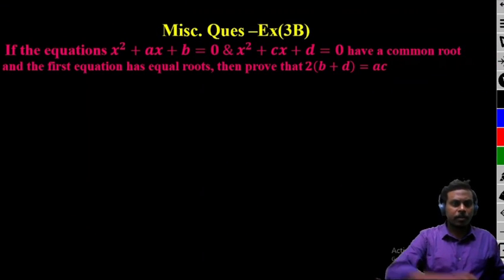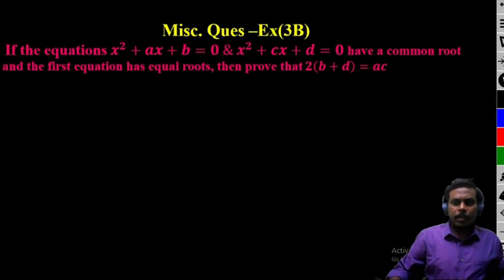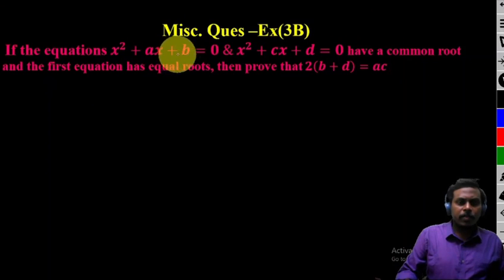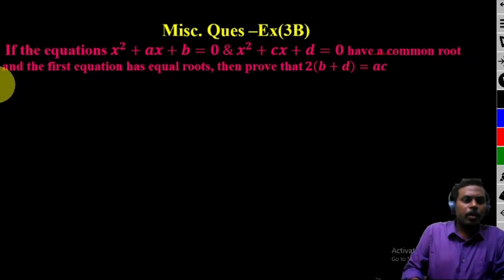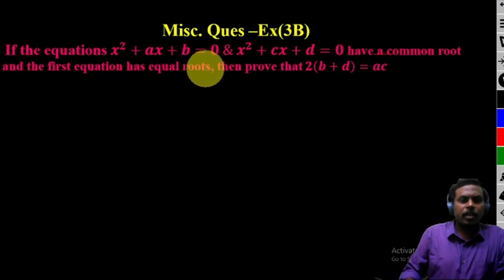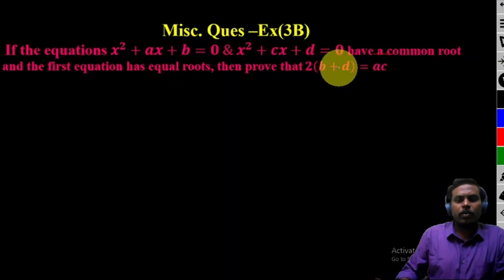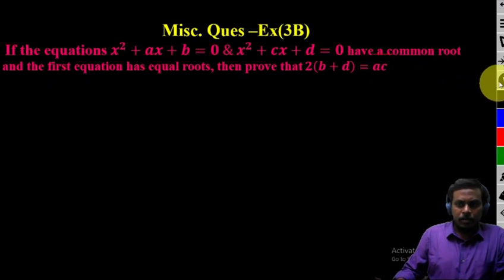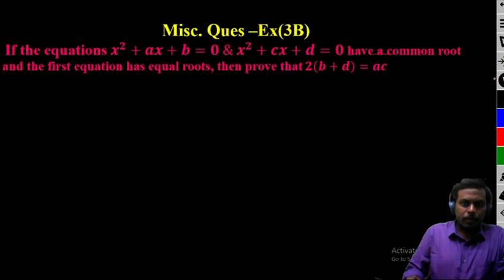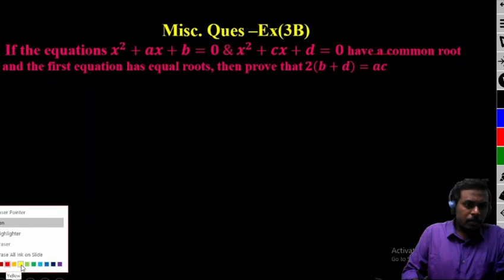Here is our next question. If the equations x square plus ax plus b is equal to 0 and x square plus cx plus d is equal to 0 have a common root and the first equation has equal roots, then prove that 2 into b plus d is equal to ac. So this is what we have to prove with the given conditions. Let us find out the solution for this.